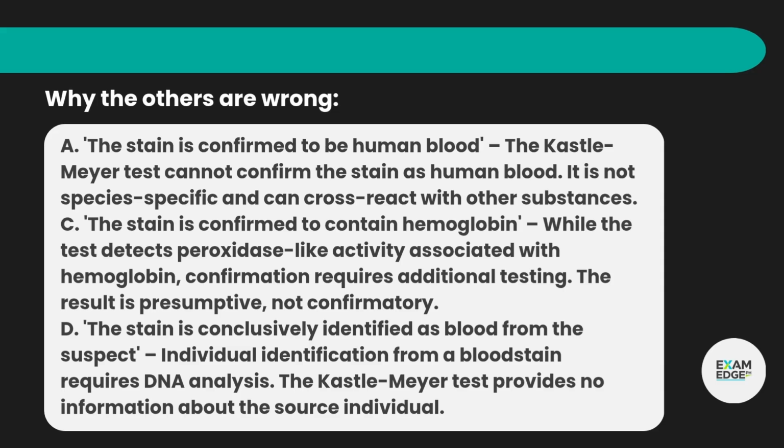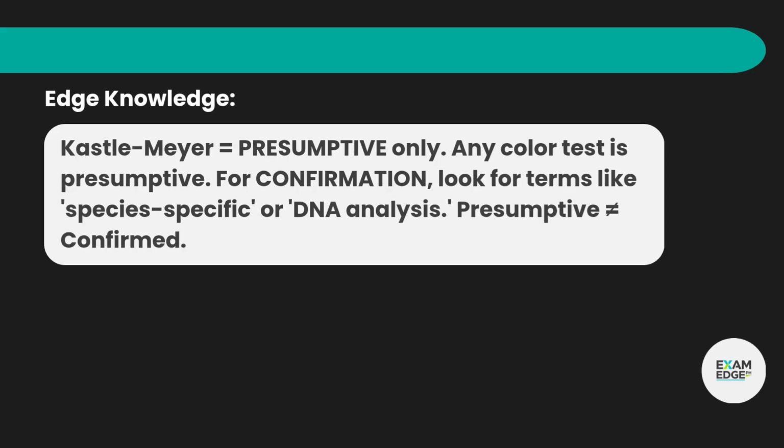The result is presumptive, not confirmatory. D. The stain is conclusively identified as blood from the suspect. Individual identification from a bloodstain requires DNA analysis. The Kastle-Meyer test provides no information about the source individual. Edge knowledge: Kastle-Meyer equals presumptive only. Any color test is presumptive. For confirmation, look for terms like species-specific or DNA analysis. Presumptive does not equal confirmed.